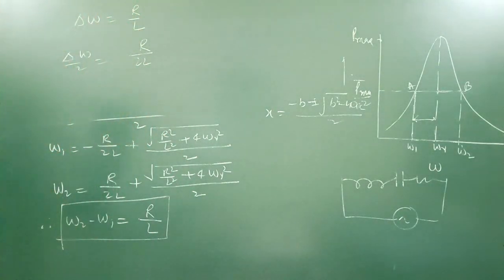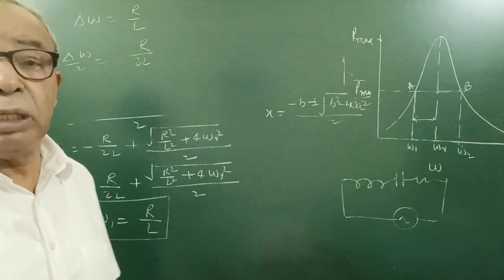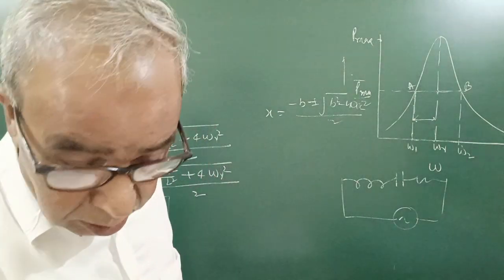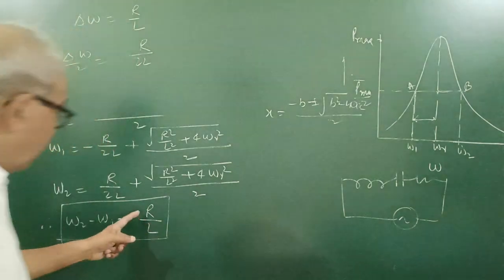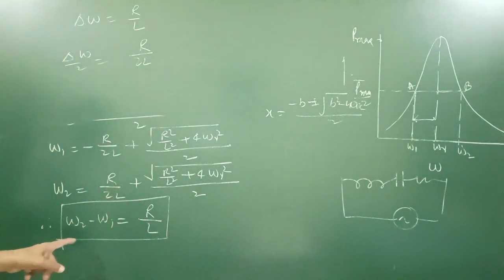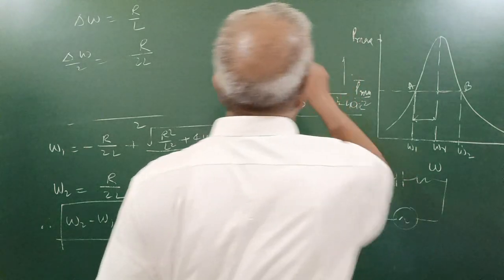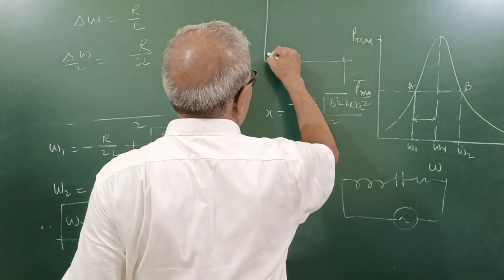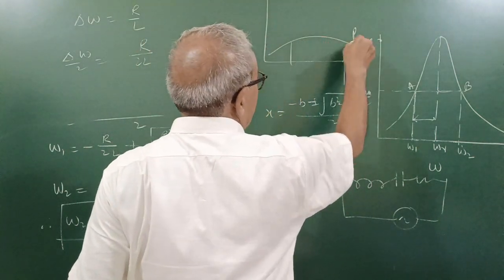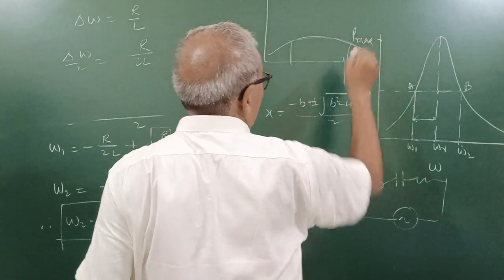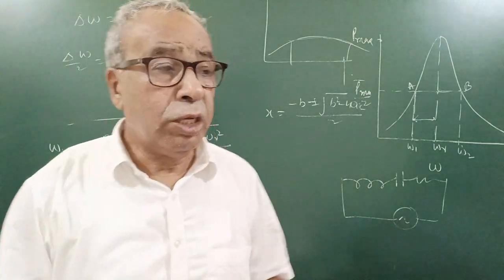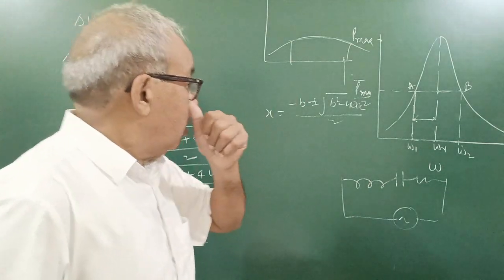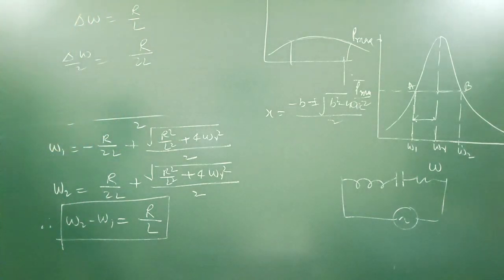We need a sharp resonance so that we can tune exactly our radio or television set for a particular channel. If R is large, the width will be large, and the resonance may be flat like this. In this range, you will have maximum power, almost. In this range, there may be two or three channels existing with the central frequency. So that is not required.